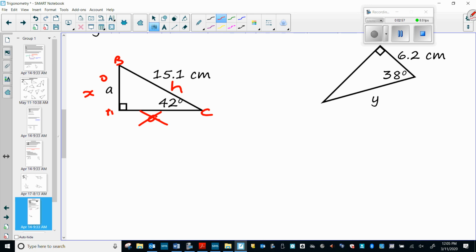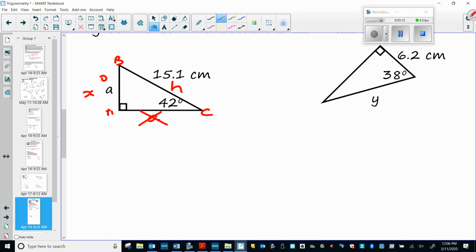But they've asked us to find this one. So this has to be involved in our question. Why would you cross that out? We're not going to cross this out. We're going to cross this one out because it's nothing to do with our question.